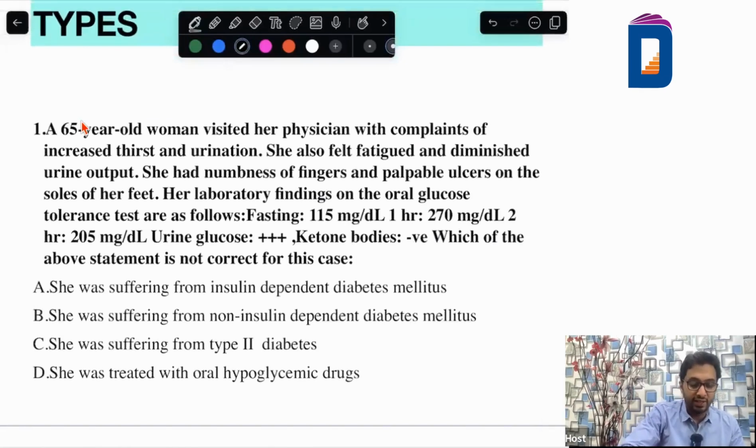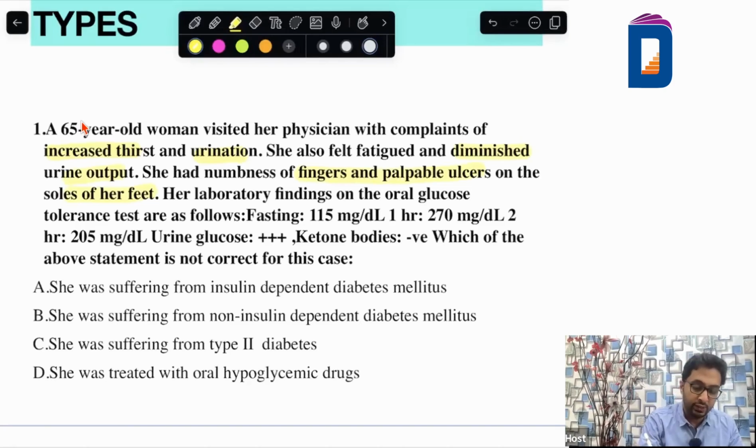Okay, now let's come to this particular question. Let's see what is happening here. A 65-year-old woman visited her physician, complains of increased thirst and urination. Now see, imagine you are doing a question which is new. You know that we are discussing diabetes. Increased thirst and urination. She also felt fatigued and diminished urine output. She had numbness of fingers and palpable ulcers on her soles and feet. Please understand that this is not going to give you anything. Don't search for the answer now.